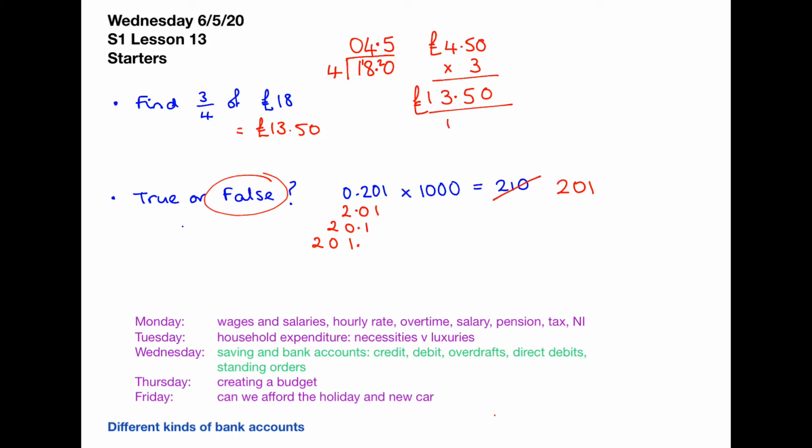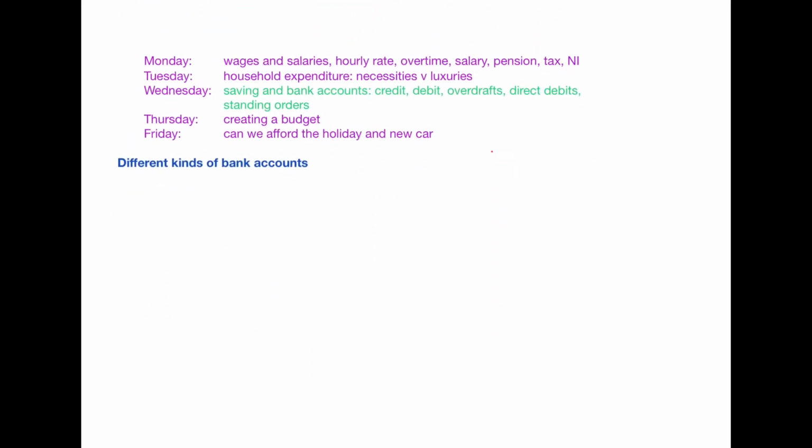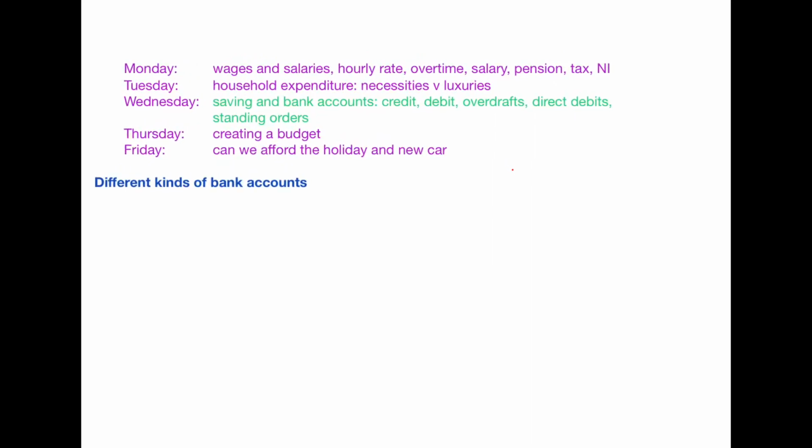Okay, so yesterday we had a look at household expenditure. I'll just put my phone on silent. So today we're looking at savings and bank accounts. So we're going to look at different kinds of bank accounts and the words that we use when we're talking about bank accounts. Okay, so let's think first of all, have we heard of any different kinds of bank accounts?